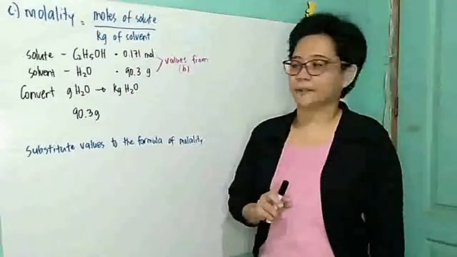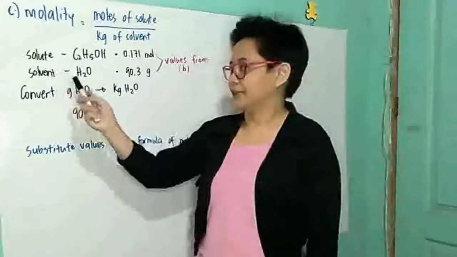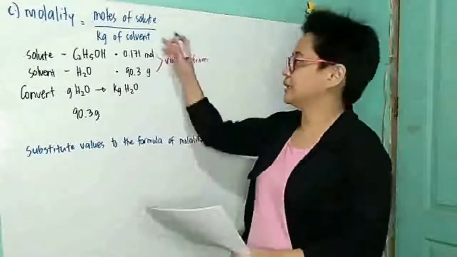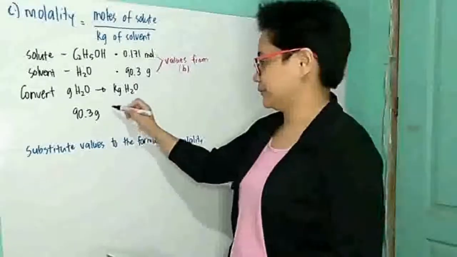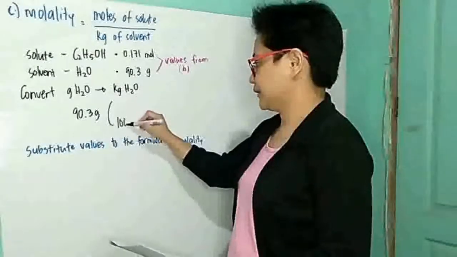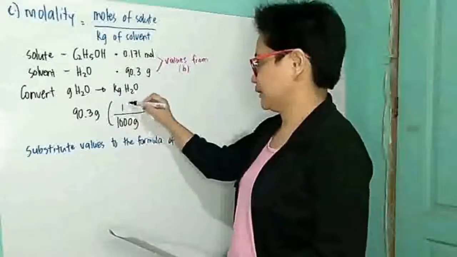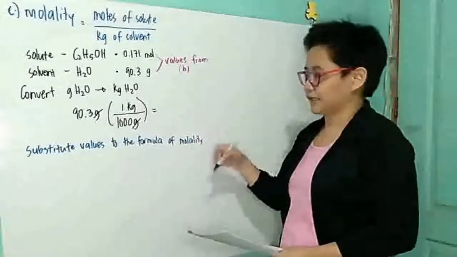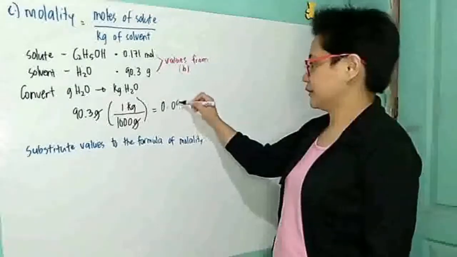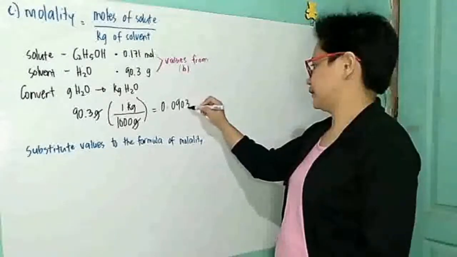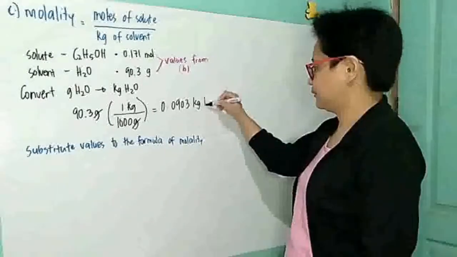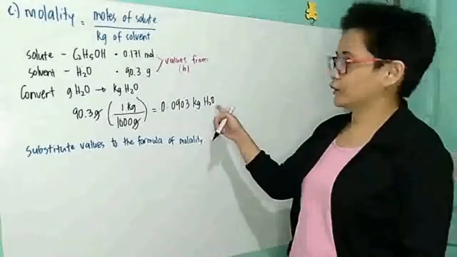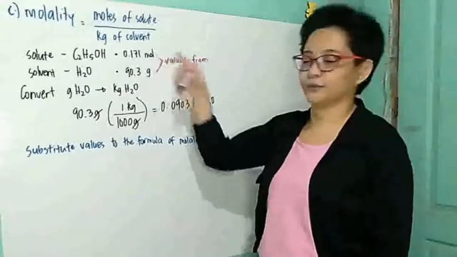So, the first step is to convert the mass of solvent, which is 90.3 grams, to kilogram, since kilogram is the requirement for molality. So, 1,000 grams is 1 kilogram, so grams will be cancelled. So, 90.3 grams divided by 1,000 gives 0.0903 kilogram of water. So you now have your kilogram of solvent and you have your moles of solute.